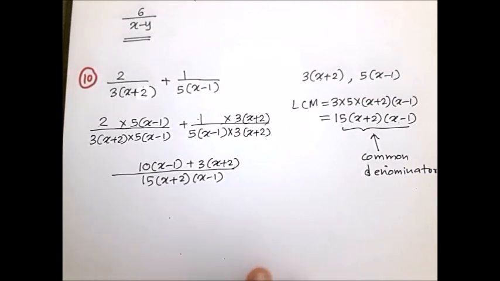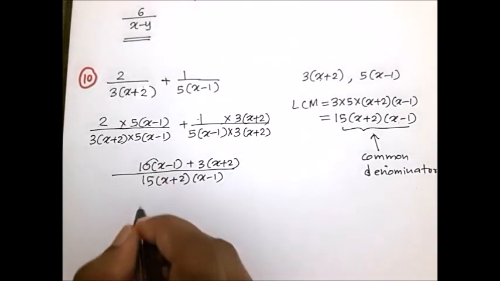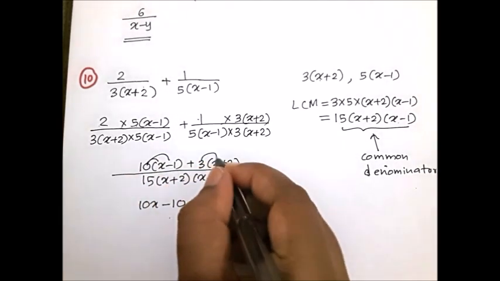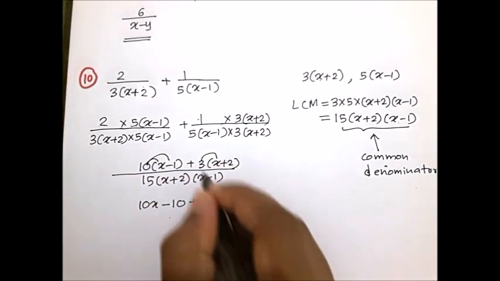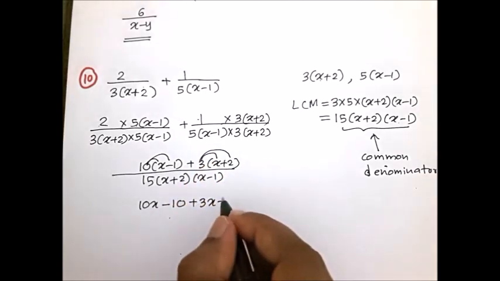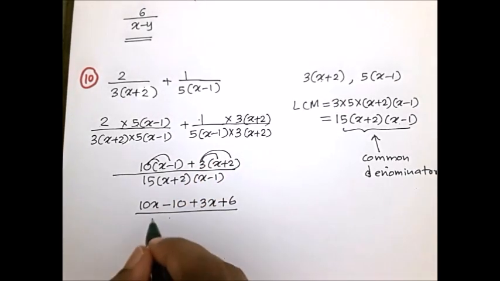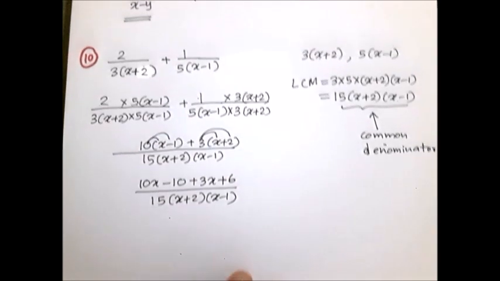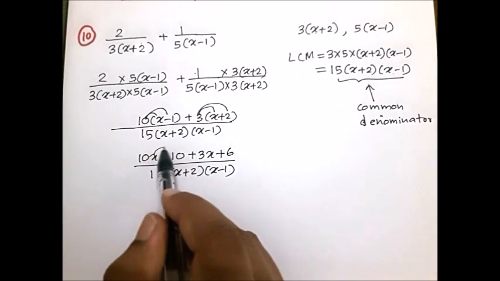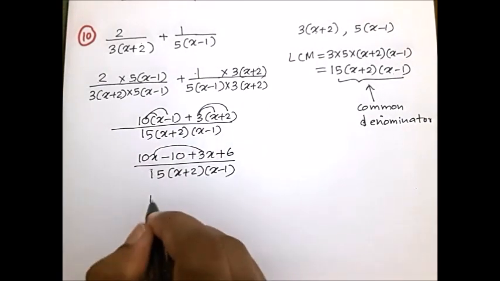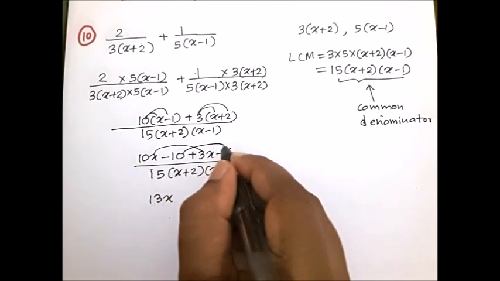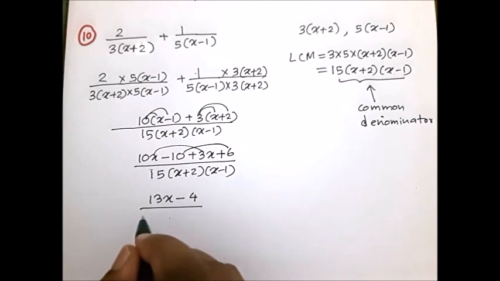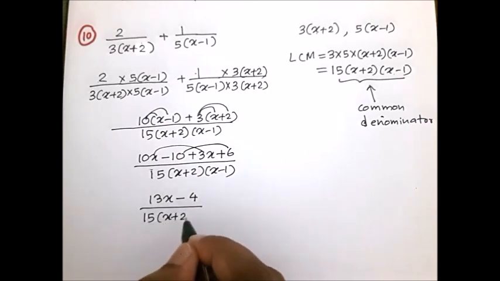You have to remove brackets in the numerator. 10 times x, 10x, 10 times minus 1, minus 10, 3 times x, 3x, 3 times 2, 6. Then write the denominator. Now you can simplify the numerator. Like terms are 10x and 3x. It is 13x. Here minus 10 and plus 6, it is minus 4. This is the answer for the 10th example.